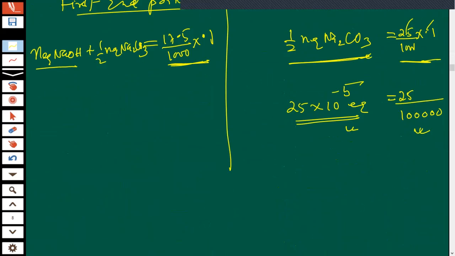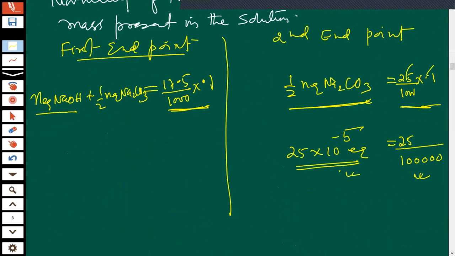Okay. From this is half. So we can use here, children, the same value. Okay, we can write like this also. Okay, we'll use this only. So can we use this one? 25 into 10 to the power minus 5, right? This value. Both values are same, no? Is equal to. Now you solve this one.